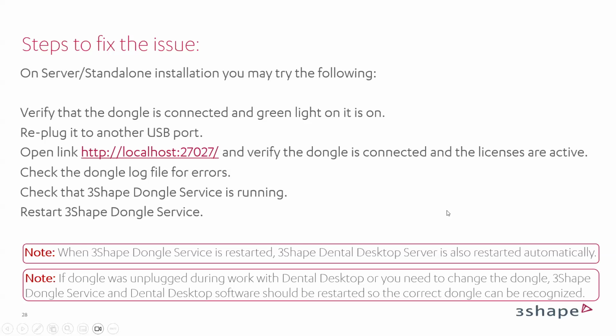Also, if the dongle was unplugged during the work with Dental Desktop, or you need to change the dongle, the 3Shape dongle service and Dental Desktop software should be restarted so the correct dongle can be recognized. When you are switching dongles, for example, you have two different dongles with two different licenses on them, you just unplug one, plug in another, and restart the dongle services to make sure it works properly in the system and our software detects the right dongle.